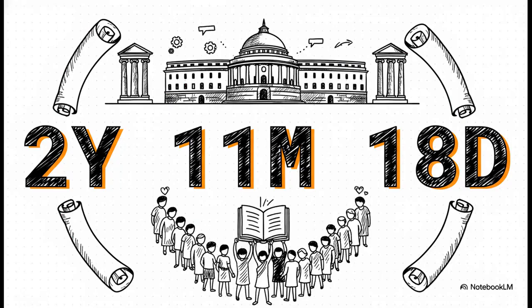2 years, 11 months, and 18 days. That's exactly how long it took the Constituent Assembly to debate, draft, and finalize their answer. What they created was nothing short of an architectural blueprint for the world's largest democracy. So let's explore how they built it.